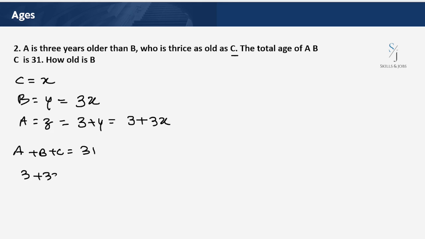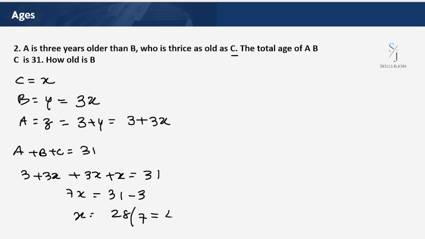3 plus 3x plus 3x plus x is equal to 31. Now add this. 7x is equal to 31 minus 3. x is equal to 28 by 7. It is equal to 4. Okay.